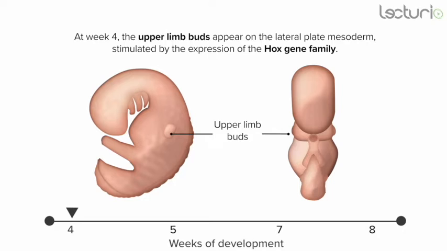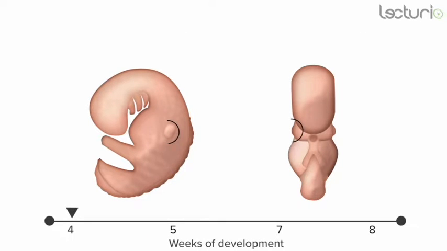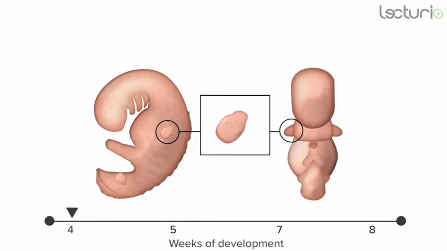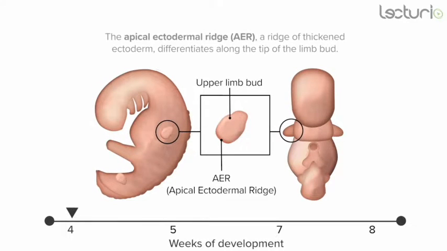At week 4, the upper limb buds appear on the lateral plate mesoderm, stimulated by the expression of the Hox gene family. The apical ectodermal ridge, AER, a ridge of thickened ectoderm, differentiates along the tip of the limb bud.